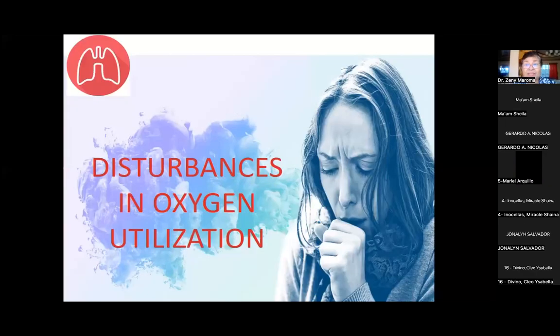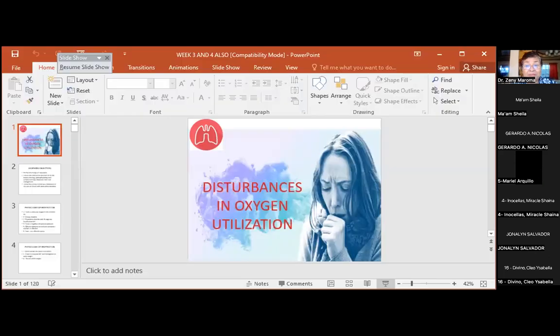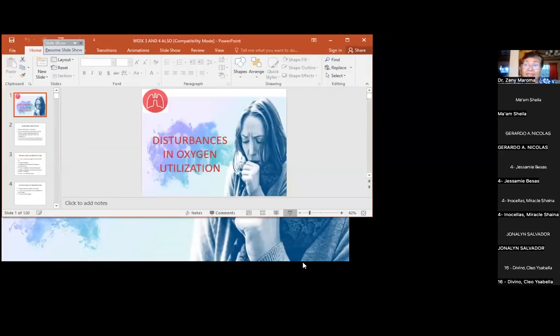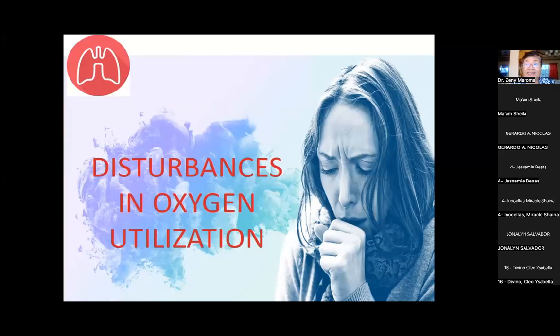Concept of oxygenation. So again, our topic for today is disturbances in oxygenation and utilization. Last week, we started with the concept of oxygenation, the role of the heart as a pumping mechanism. So this time, the role of the lungs, which is responsible primarily for gas exchange and utilization.